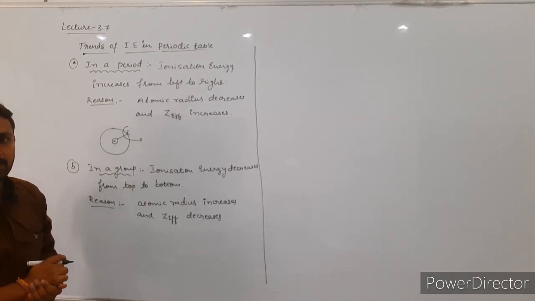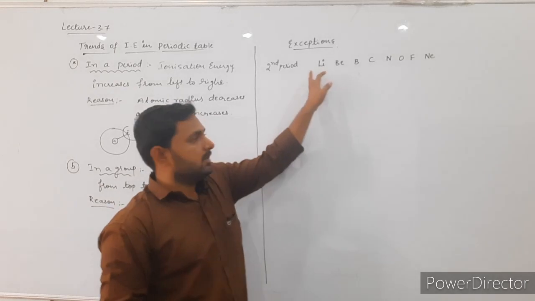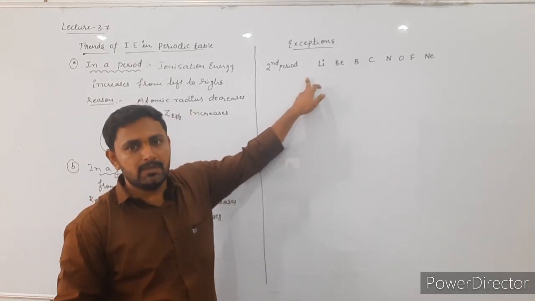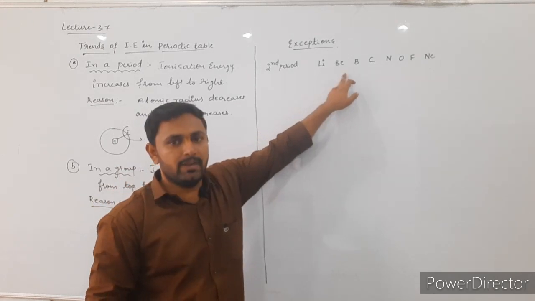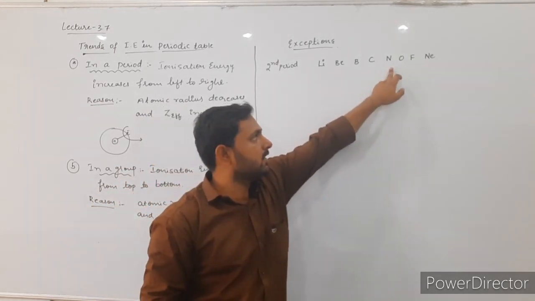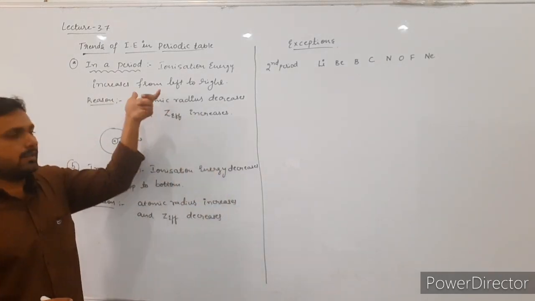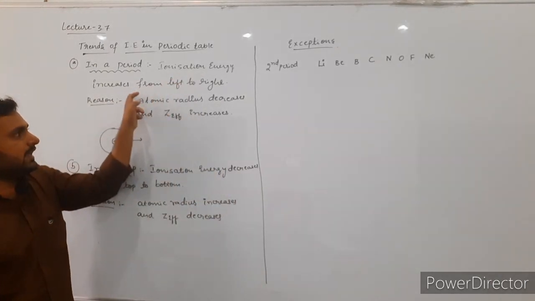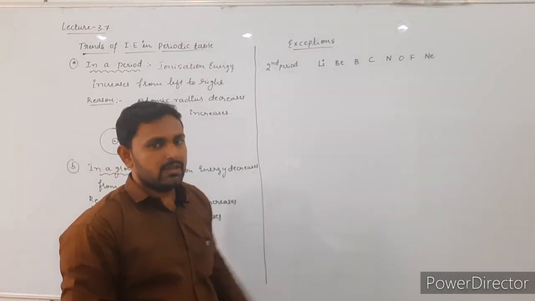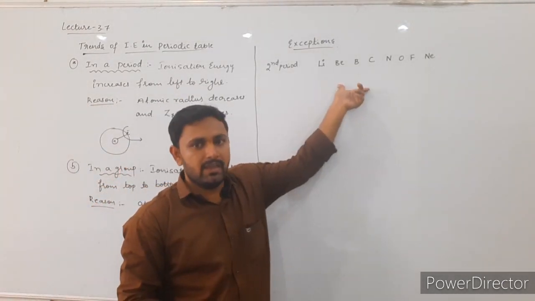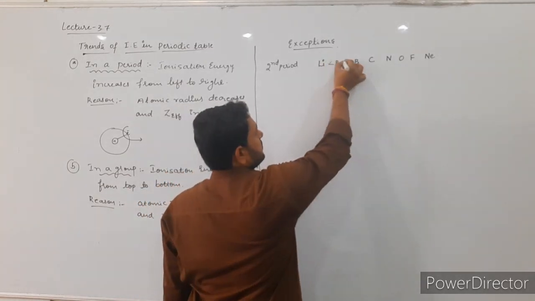But there are exception cases. Now let us discuss the exception cases. I am considering second period elements. What elements are present in the second period? Lithium, beryllium, boron, carbon, nitrogen, oxygen, fluorine, neon. According to the general trend, ionization energy increases from left to right. Now arrange the second period elements in increasing order of their ionization energy.